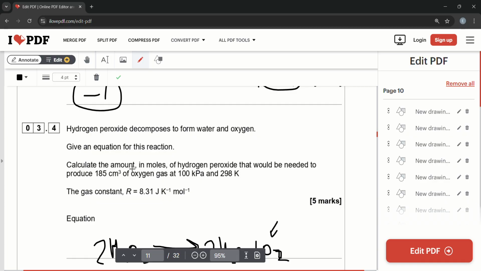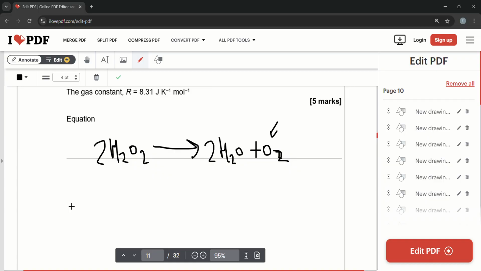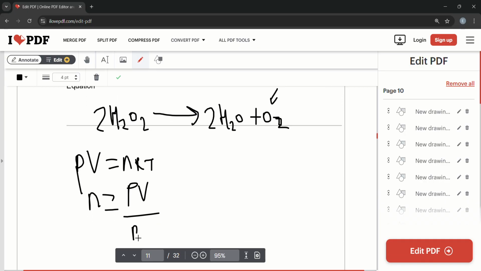Now the second part is just PV equals nRT. We want to find out the moles of hydrogen peroxide that we need to produce this much oxygen gas at 100 kilopascals and 298 Kelvin. However, we can't work out the moles of hydrogen peroxide directly because we don't have the volume, pressure or temperature of hydrogen peroxide. This is for oxygen gas. So we're going to find out the moles of oxygen gas. Ideal gas equation, PV equals nRT. n is equal to PV over RT.